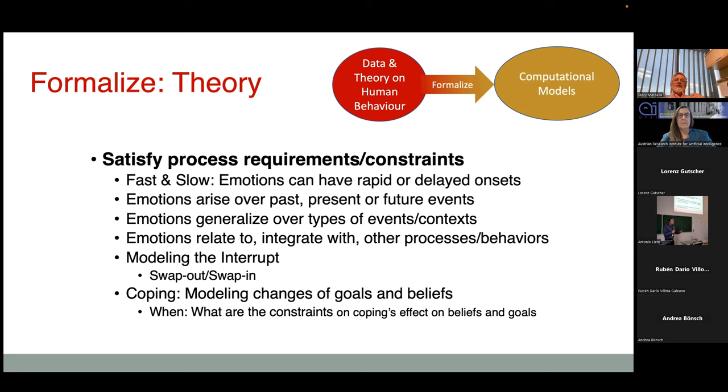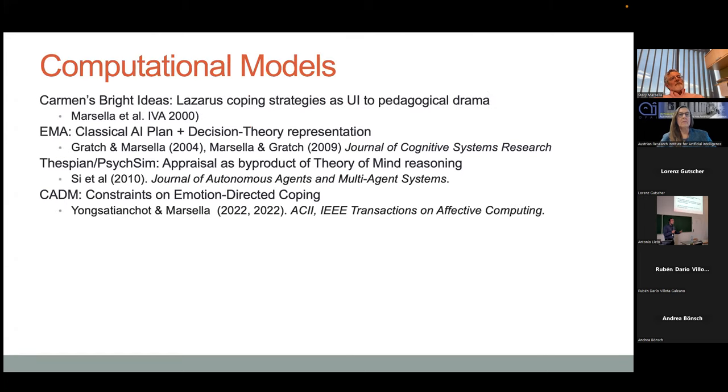And then there's this whole question: how do you model the interrupt? How do you get this swap out, swap in behavior I was talking about previously? And specifically, how do you model the changes of goals and beliefs? In particular, what are the constraints on coping's effect on beliefs and goals? We don't arbitrarily change our beliefs to make ourselves feel better. There's some stickiness here, right? We're not going to give up thinking the hurricane's coming, but maybe we'll think the hurricane's not going to be that big an impact. So there's a constraint on what kind of belief changes we can actually realize in our day-to-day lives.